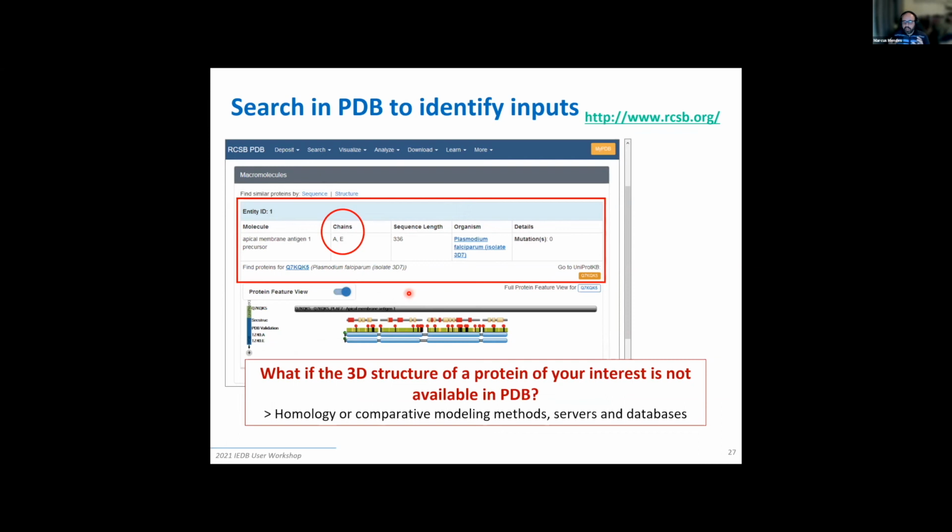But okay, I tried to run BLAST on PDB. I tried to find a crystal available, but there's no crystal available for my protein. What else can I do? You have different kinds of modeling tools.